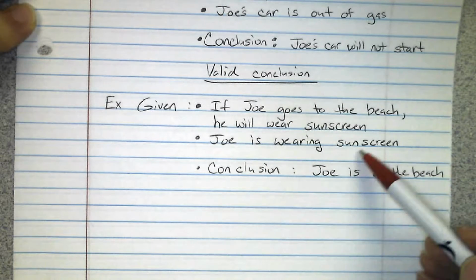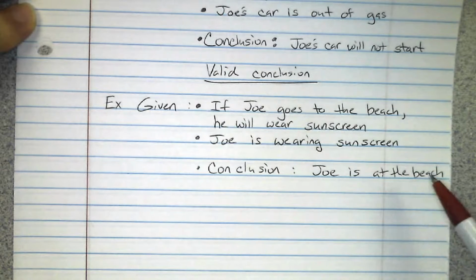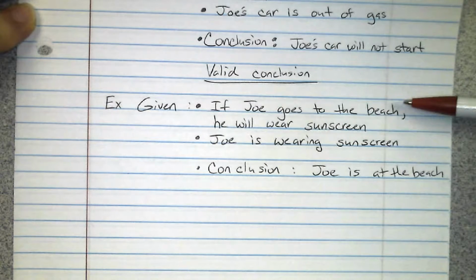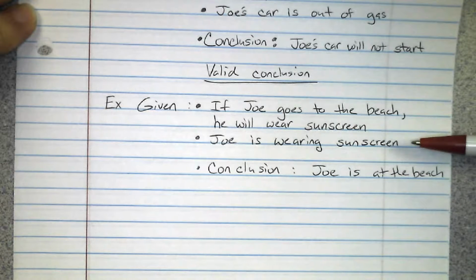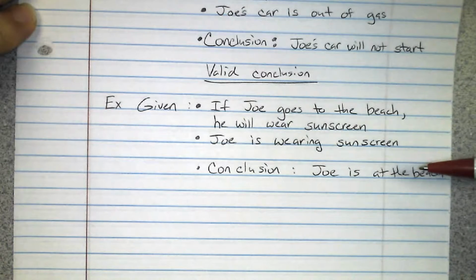Here's the next one. And again, all of this would be given to you as a question. If Joe goes to the beach, he will wear sunscreen. Joe is wearing sunscreen. So the conclusion is that Joe is at the beach. Now the question that you have to answer is, is this valid?